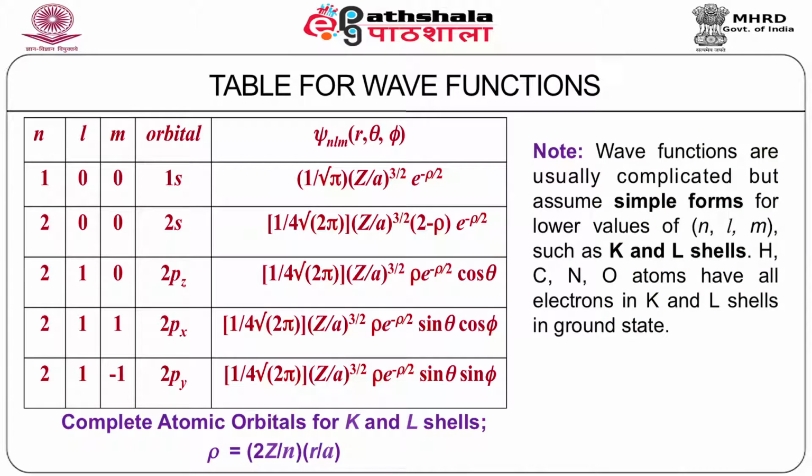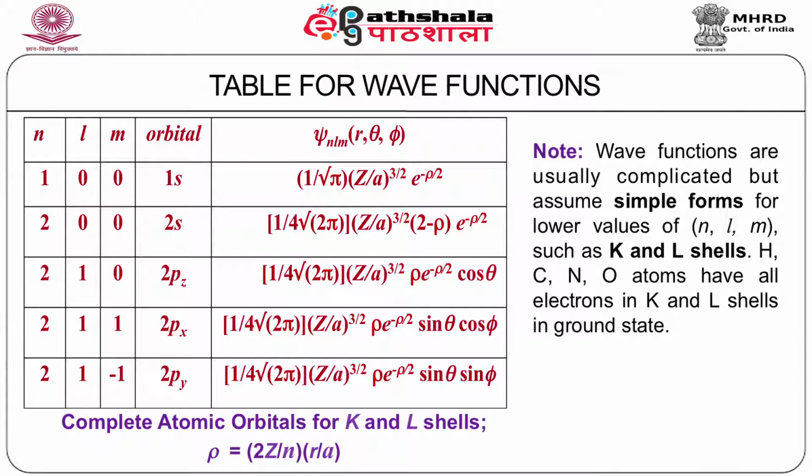Okay, so you see, when I write down the wave functions for K and L shells, they are not that frightening. The spherical harmonics and polynomials take simpler forms for lower values of the quantum number n. The K shell corresponds to n equal to 1, and the L shell corresponds to n equal to 2. So what you get here for psi n l m (r, theta, phi) is not so complicated.